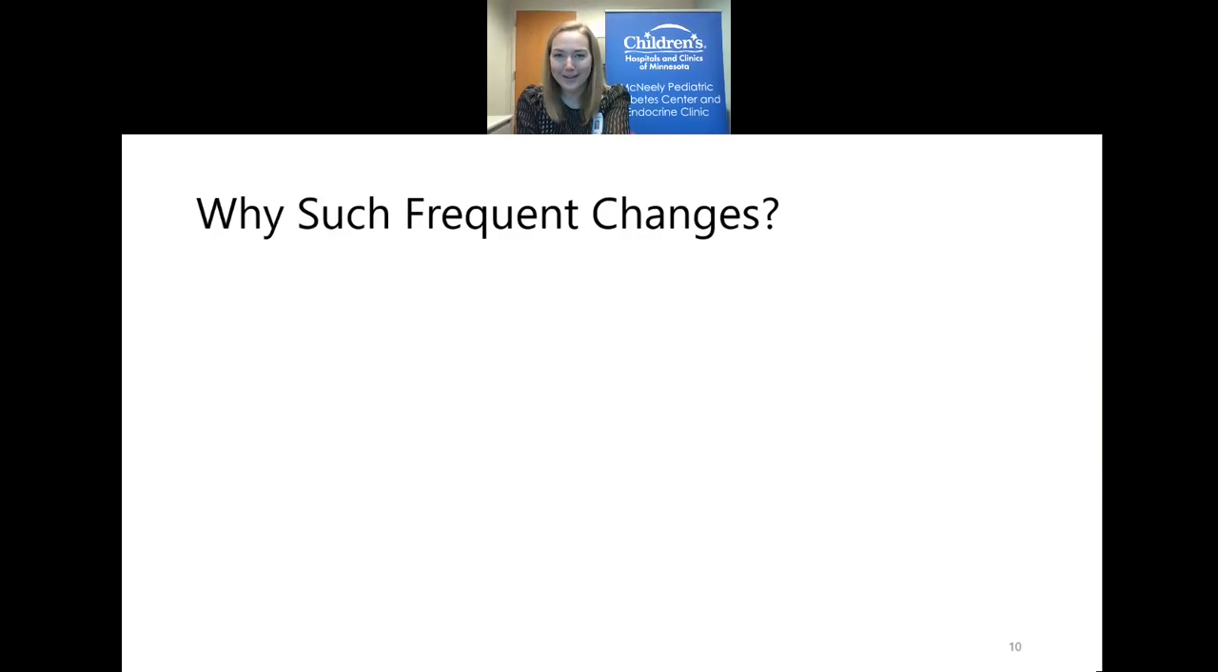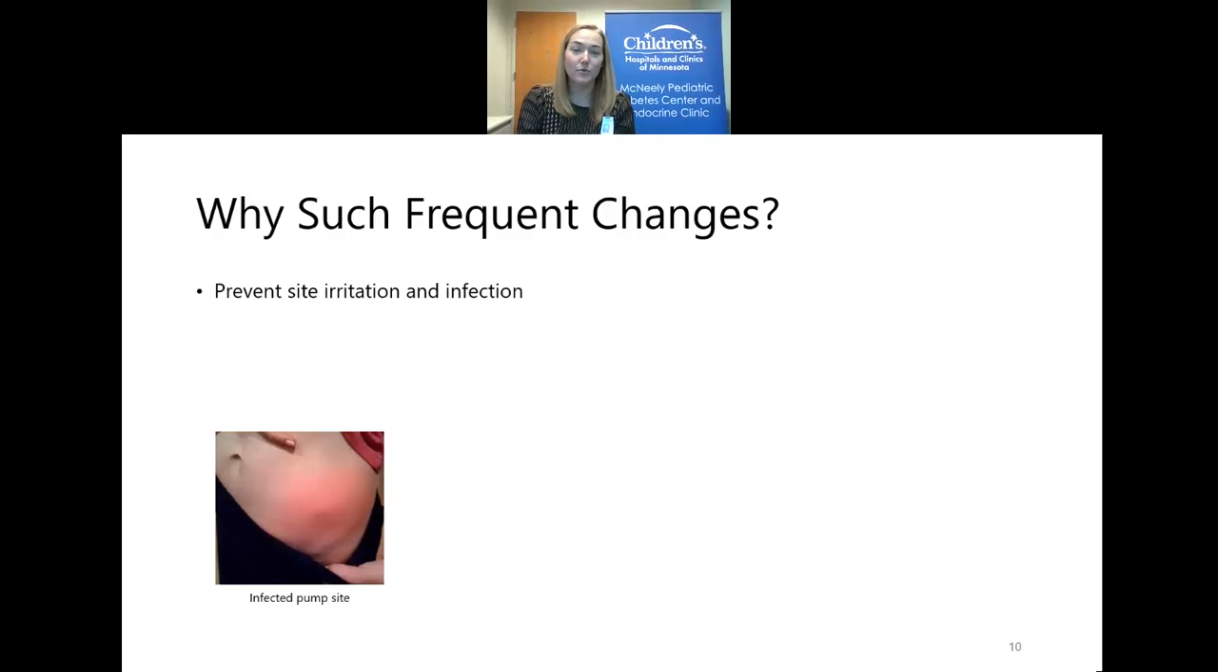Okay, so like I said, why are we changing these so frequently? First and foremost, we need to prevent site irritation and infection. We are wearing this infusion set in the same spot for 2 to 3 days, and that is a really long time for insulin to be infusing into the exact same spot. When you're doing injections, you're rotating sites, and it's every couple of hours that you're giving an injection. With your pump, you're getting that basal insulin every 3 to 5 minutes. And so that tissue is constantly getting dripped into, and it can get irritated. So we do need to change it out every 2 to 3 days.